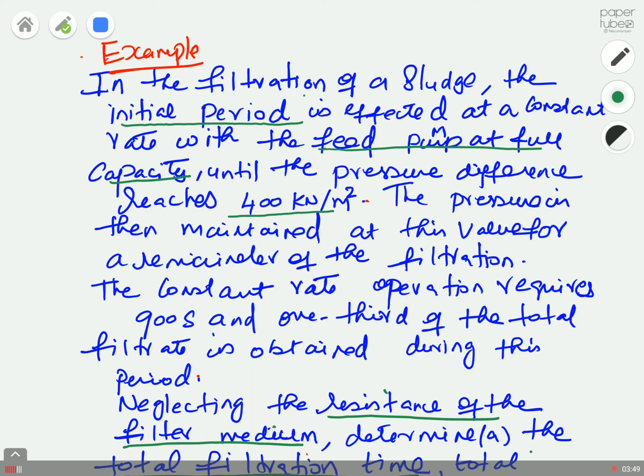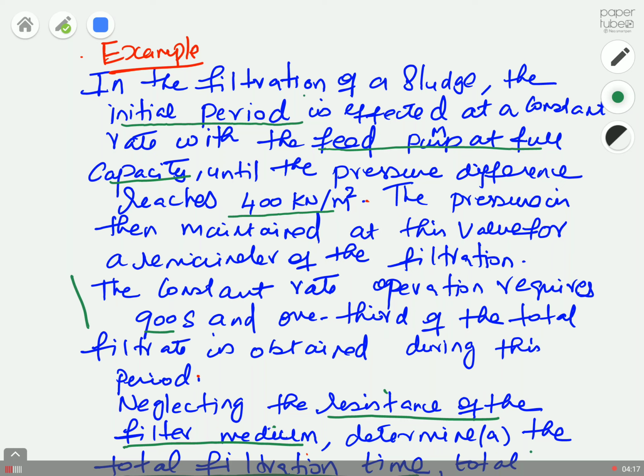And we have some numbers here. This constant rate operation requires 900 seconds, and at the end of the constant rate period we collected 1/3 of the total filtrate. So that's the problem we need to solve. Before solving it, maybe I can make some figures that may help to explain.